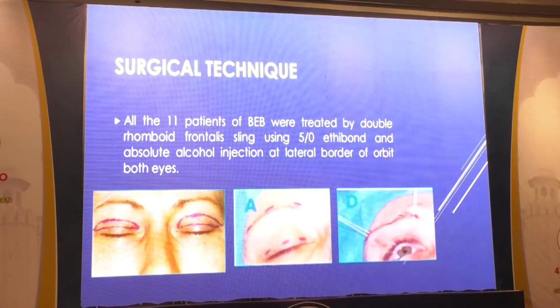For the double rhomboid, one thread is passed like this, and this one. Similarly, the second thread like this and this one. In this way, we pass two 5-0 Ethibond sutures in double rhomboid fashion. Then we close the lids in double layers.